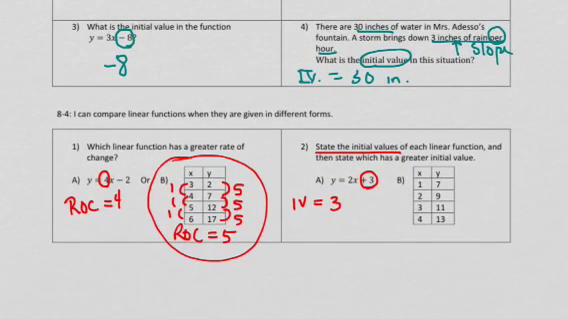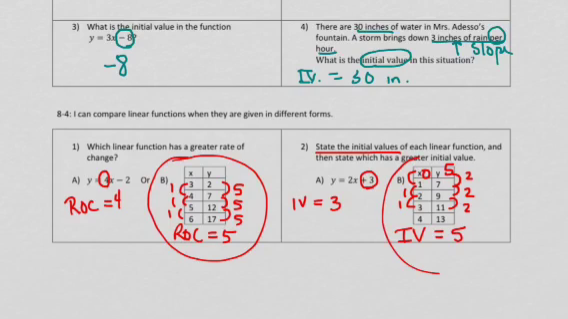So here we don't have 0, so I have to go back in the table. Let's figure out what I need to do. If I go up 1, then over here I go up 2. Here I go up 1, here I go up 2. So if I need to go back to 0, that means that this number had to start at 5, so that when I go up 2, I get to 7. So that means that the initial value in this one is 5. And that means that B has the greater initial value.